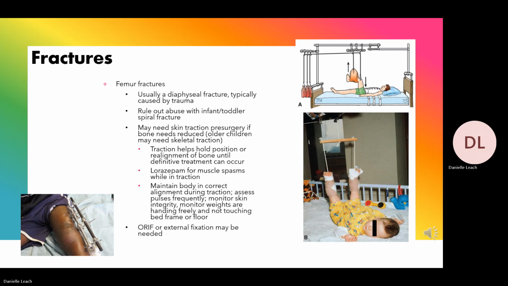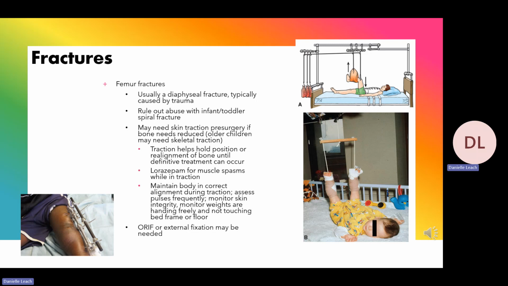Femur fractures are usually a diaphyseal fracture, so basically the long shaft part of the femur, and it's typically caused by trauma. So things like car accidents, sports, falls. We want to rule out abuse if we see a femur fracture in an infant or a toddler, especially if it's a spiral femur fracture, especially because these children either can't walk or they have just learned to walk, and it takes a lot of force to break a femur. So if there's any sort of suspicion around it, it should be investigated.